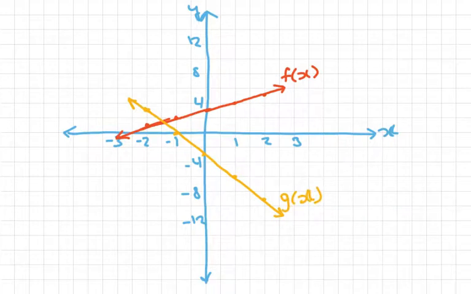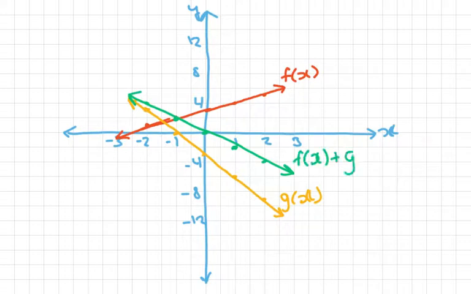And then last, I'll do the combined function f of x plus g of x. So my coordinates are -2, 4, -1, 2, 0, 0, 1, -2, and 2, -4. And I'll label that one f of x plus g of x. And that is how we solve one of these graphically. Okay, we'll do another one this way.